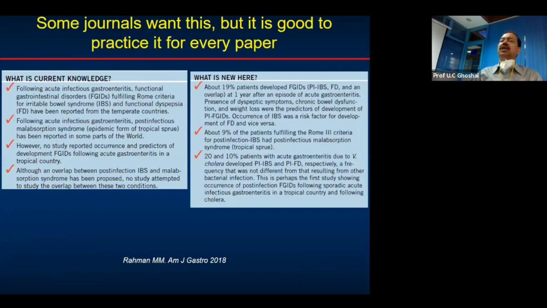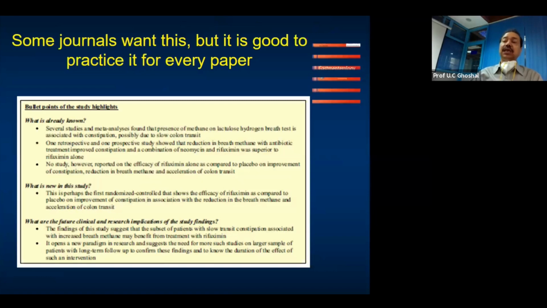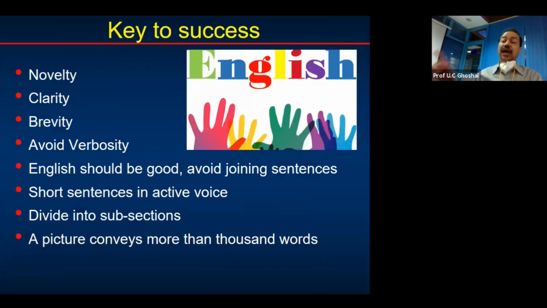Okay, so the keys to success are novelty, clarity, brevity, and avoiding verbosity. English should be good, avoid joining sentences. Short sentences should be written in active voice, divided into subsections. A picture conveys more than 1,000 words.